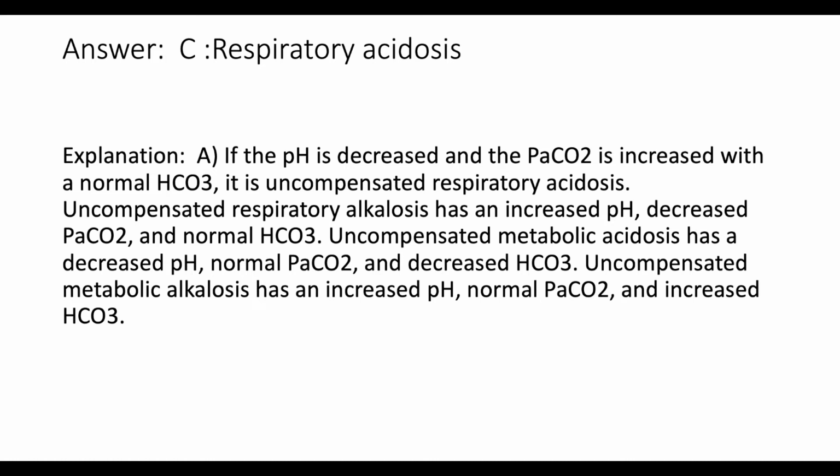Uncompensated respiratory alkalosis has an increased pH, decreased CO2, and normal HCO3. Uncompensated metabolic acidosis has a decreased pH, normal CO2, and decreased HCO3. Uncompensated metabolic alkalosis has an increased pH, normal CO2, and increased HCO3.